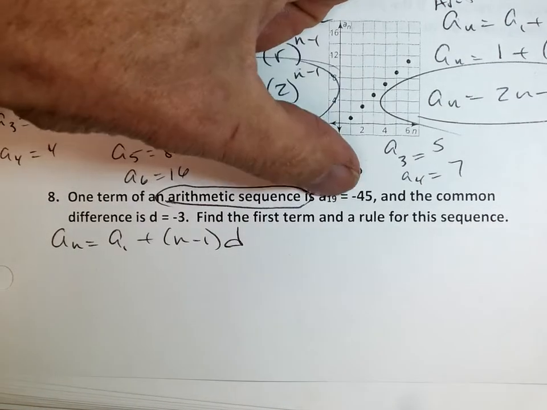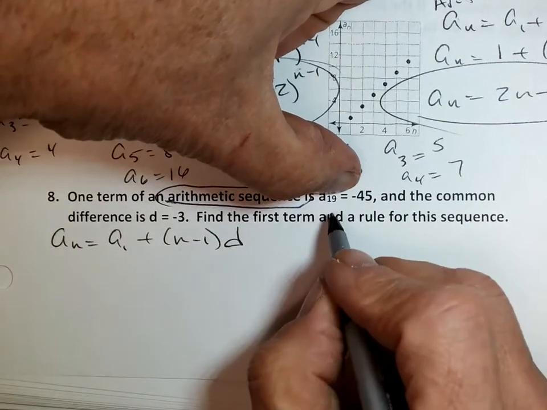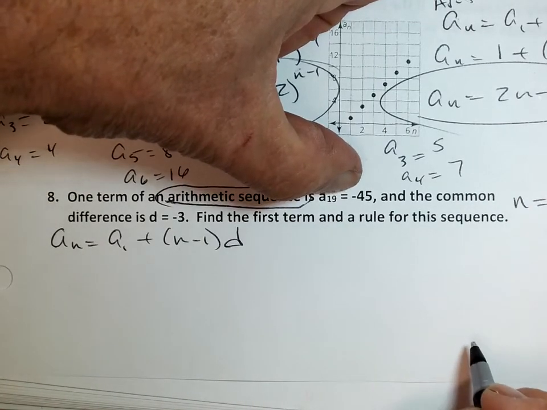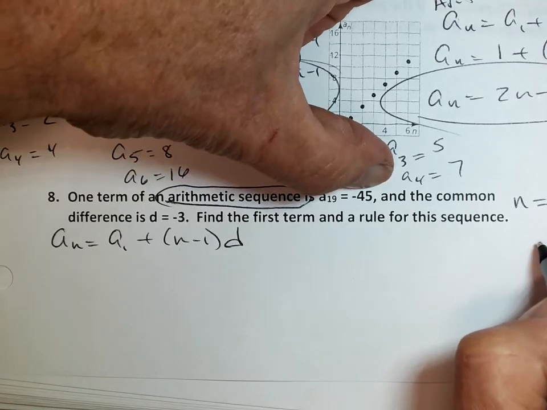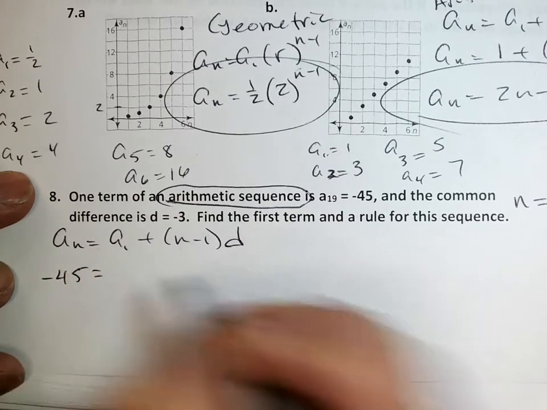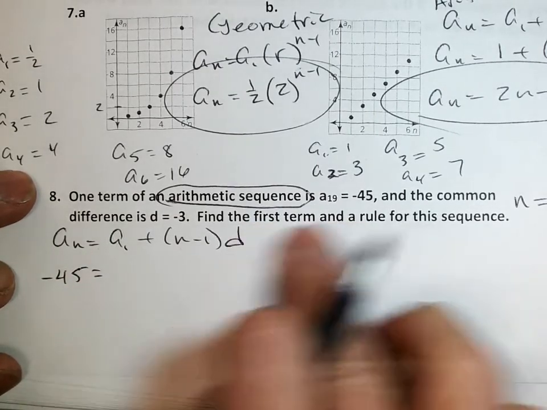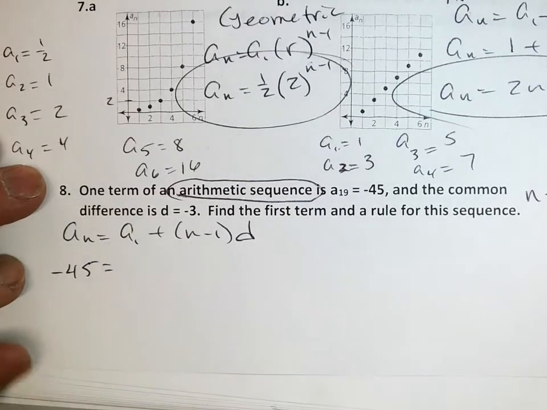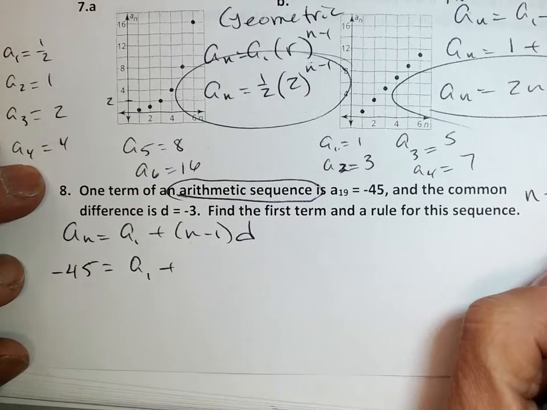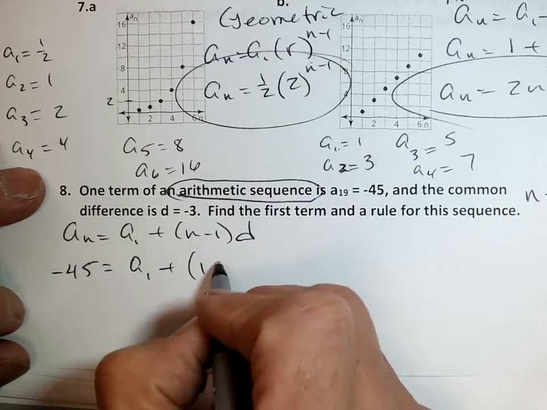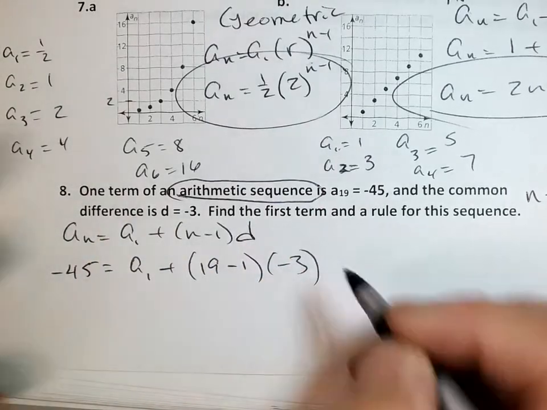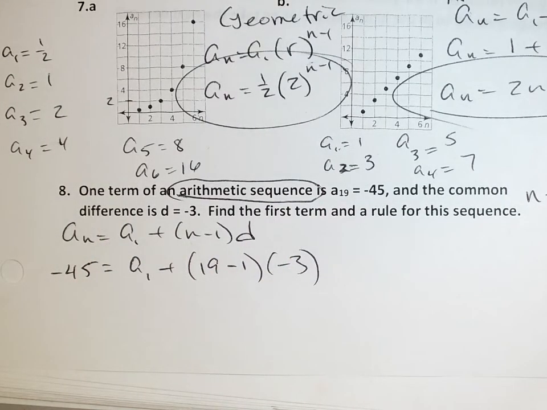So if I use a19, then I'm going to let n equal 19 because a of n is negative 45. So I'm going to go negative 45 equals, and I don't know a1, but that's what I want to find. It says find a1, so I'm going to go a1 plus. Now, I said n is 19, because if I plug in 19, I'll get 45. 19 minus 1. And it says the common difference is negative 3. Okay, so now it's easy. We just have to solve for a1.